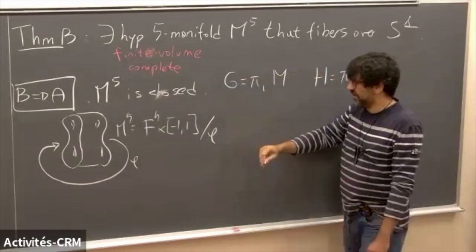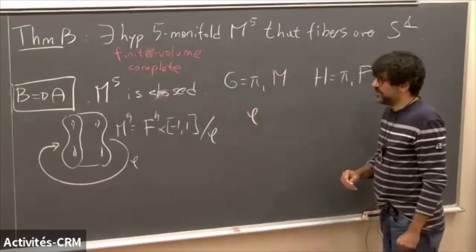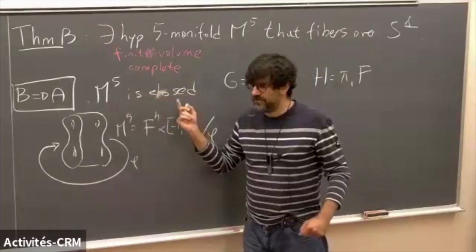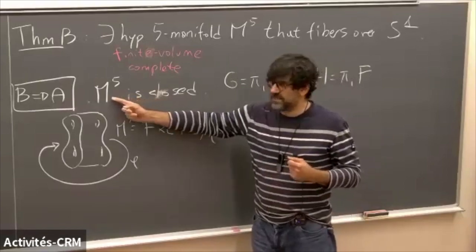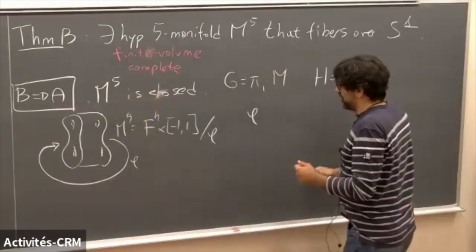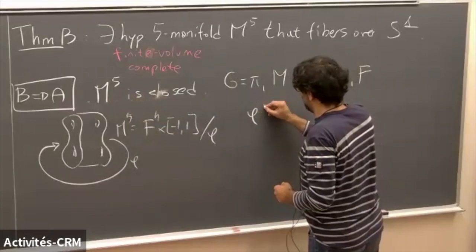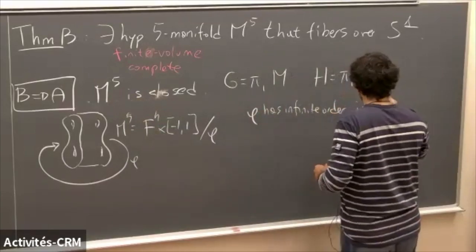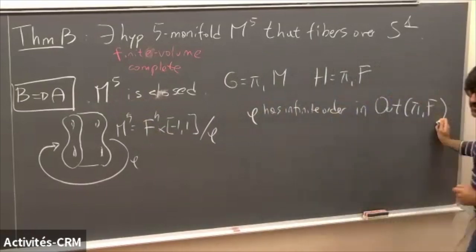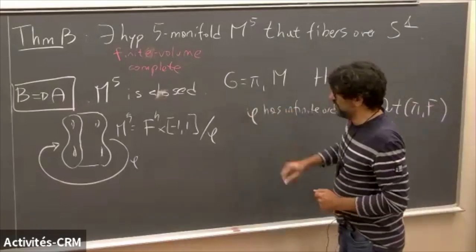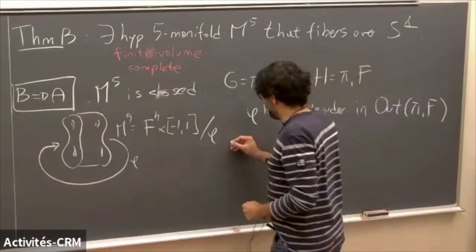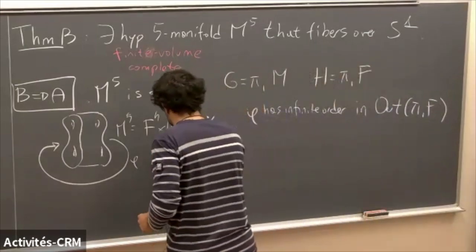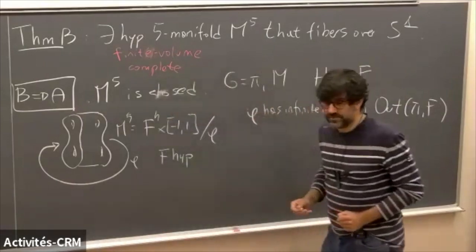The monodromy is going to play a crucial role in the proof, because hyperbolic manifolds do not like commuting elements in the fundamental group. So there is no Z times Z inside M. From this one deduces that phi has infinite order in the outer automorphism group of the fiber. And this will lead you to a contradiction if you suppose that F is hyperbolic. Suppose by contradiction that F is hyperbolic.